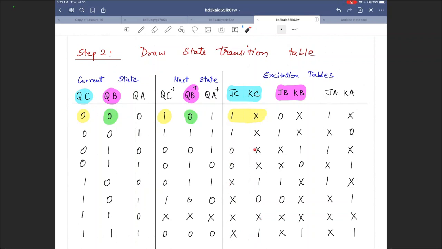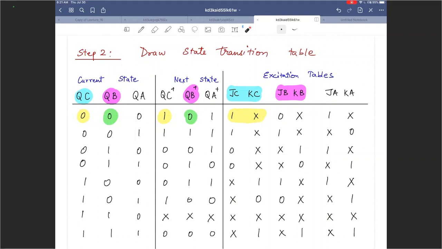The inputs are JC and KC. Flip-flop B, inputs are JB and KB. Flip-flop A, inputs are JA and KA. So what should I give at these inputs so that there is a transition from Qs to Q pluses? For example, if I look at JC and KC, how do I figure out the inputs there? Well, I have to observe QC and QC plus. QC goes to QC plus. And for each row here, 0 is going to 1. If I want the output of the flip-flop to go from 0 to a 1, using the excitation table of the flip-flop, I need to provide 1, X at the input for JC and KC.